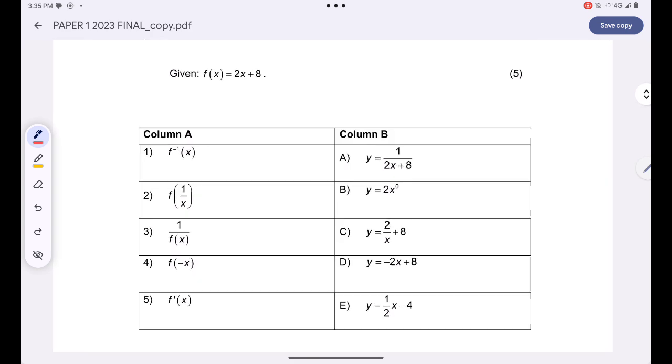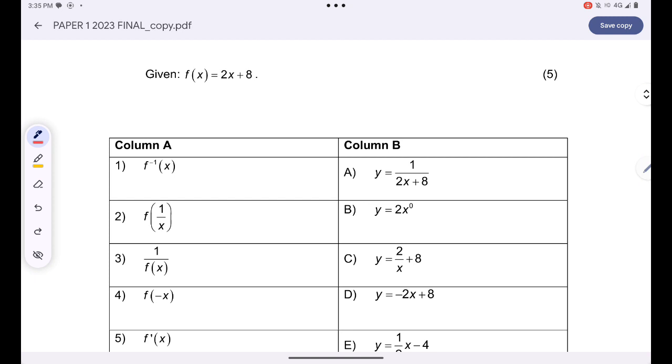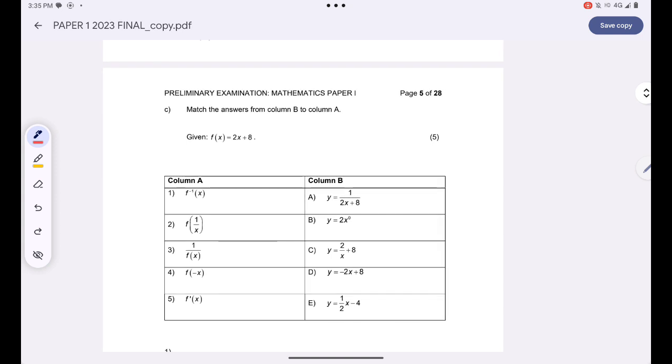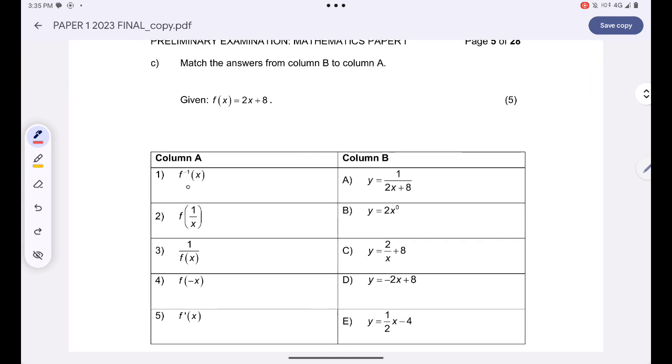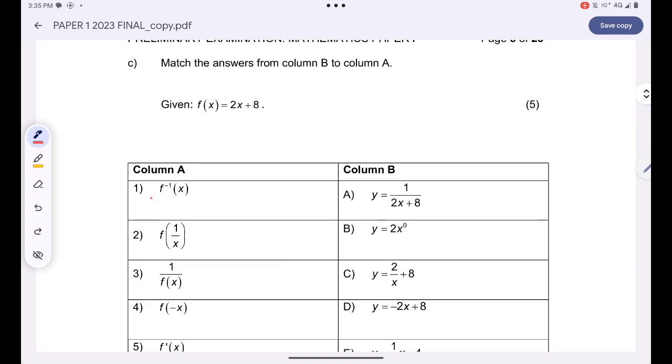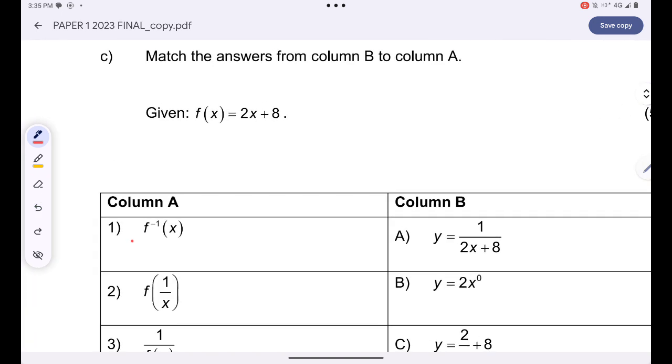Okay, and then now I'm given f of x. I'm supposed to match column A and B, right? I don't want to guess these things, guys. Firstly, let's find the inverse. How do we find the inverse? We must just interchange both x and y, right? Inverse means the graph is reflected on the line y is equal to x.